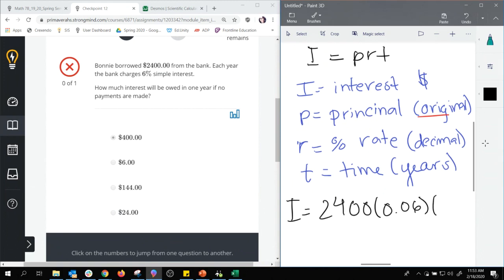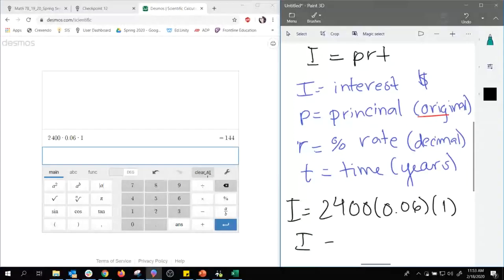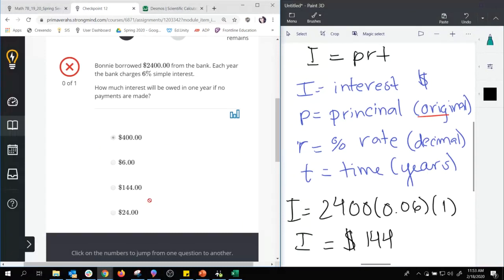And how many years did she not make payments for? 1 year. Perfect. Let's figure out how much interest she will owe. So 2,400 times 0.06 times 1. It looks like she's going to have to pay $144. So $144 is what she'll have to pay. And that was the last question.